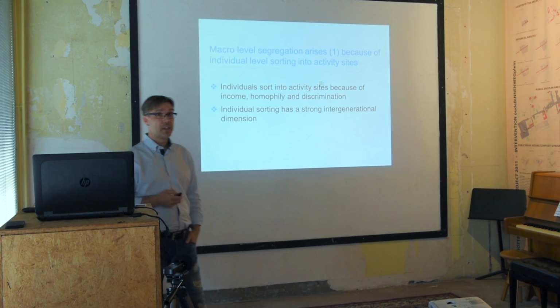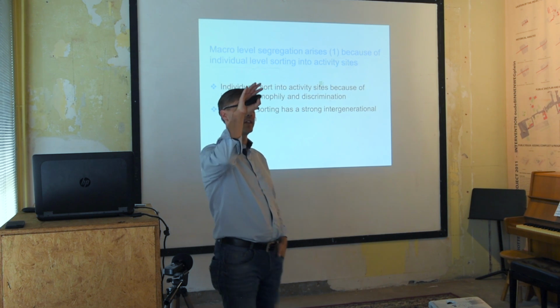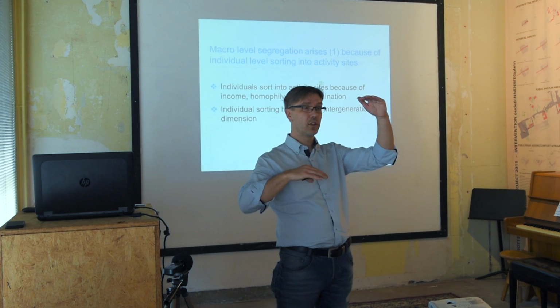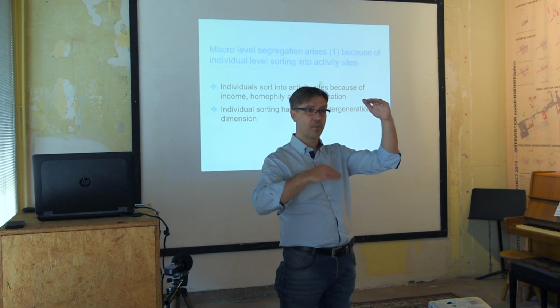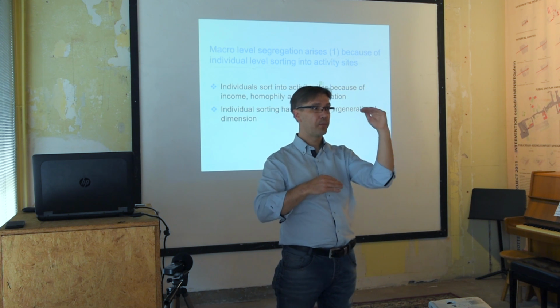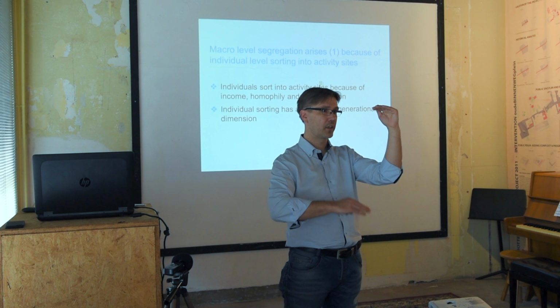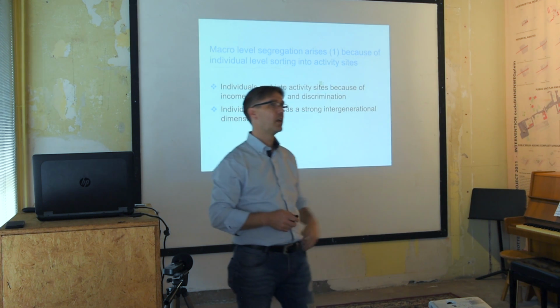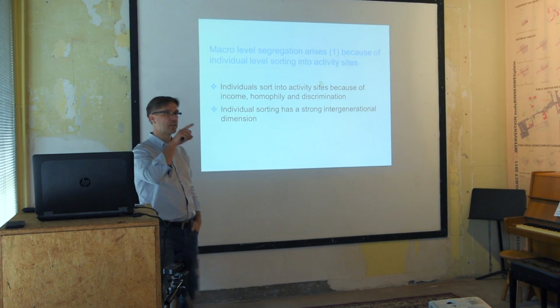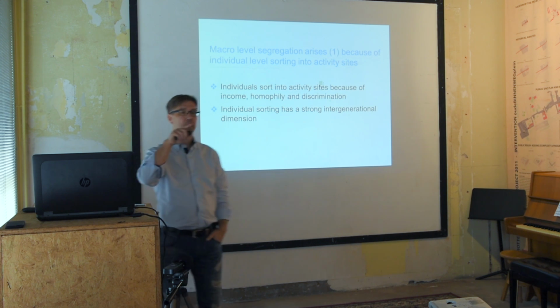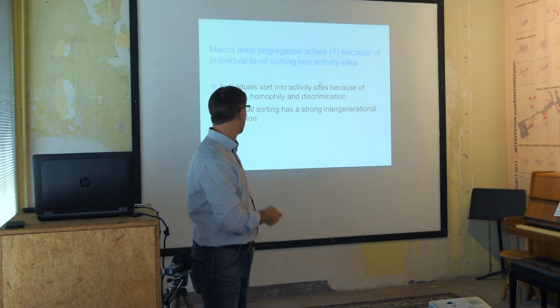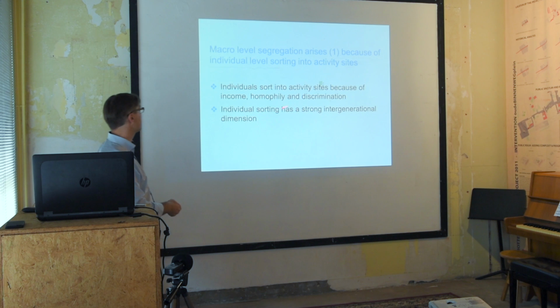And as we already said, from place of residence and schools, an intergenerational jump takes place because parents choose their place of residence, and that affects the school choice of their kids. So a generation jump takes place as segregation is transmitted from place of residence to schools. So the individual sorting has clearly the intergenerational dimension.